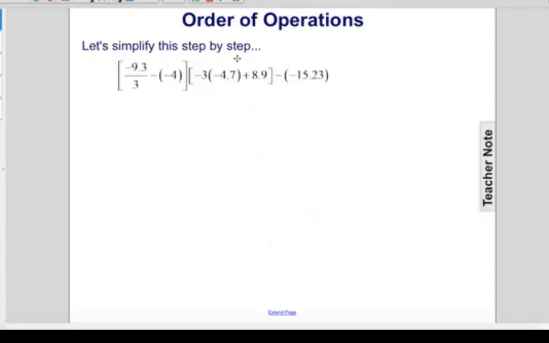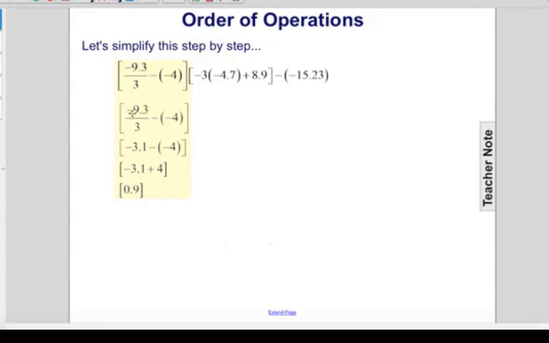Let's simplify this step by step. All right, so we have brackets here, parentheses. We have that multiplied by another expression inside of parentheses here, and then we have subtraction of this constant at the end. So let's start with the first parentheses on the left. We would first simplify all of this before we do anything else over here.